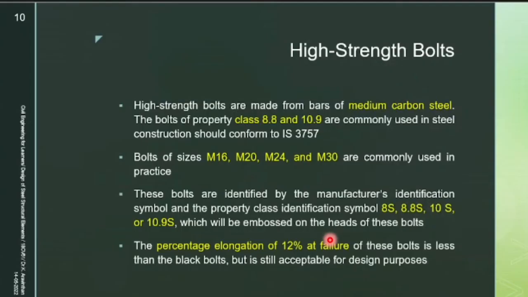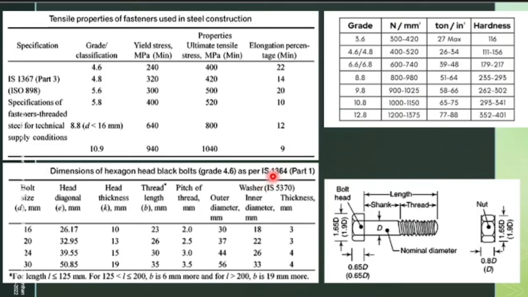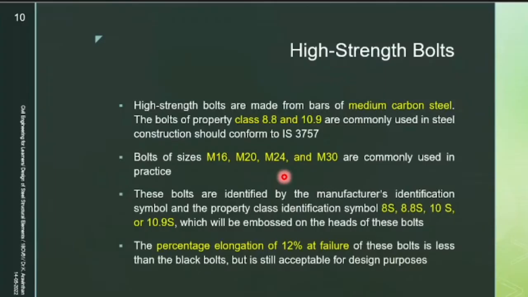Next, high strength bolt. They are generally made of medium carbon steel, and there will be a class of 8.8 to 10.9. So the bolt property will be more than 8.8, commonly used in the steel construction to conform to IS 3757. So what is the code book used for unfinished bolt? 1364. And what is the code book for high strength bolt? 3757.